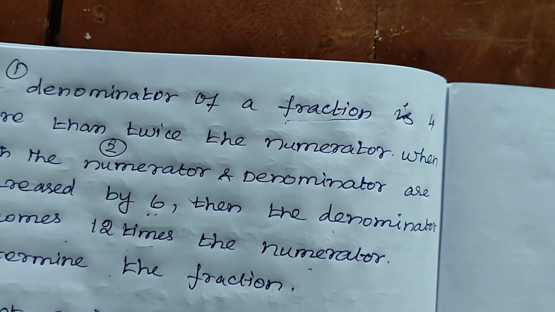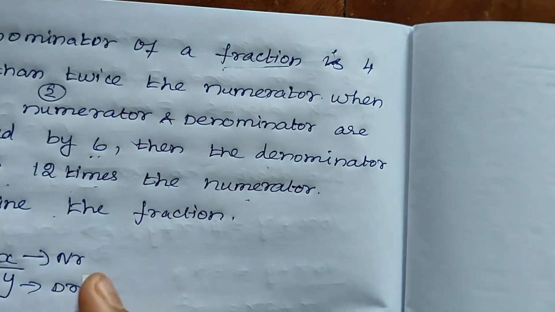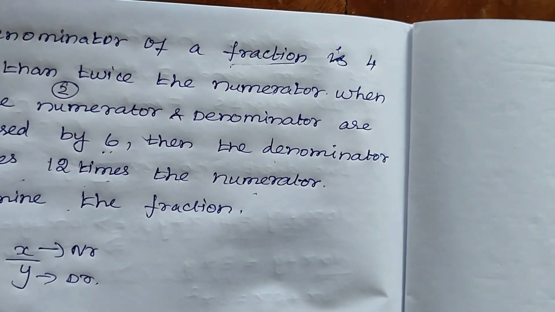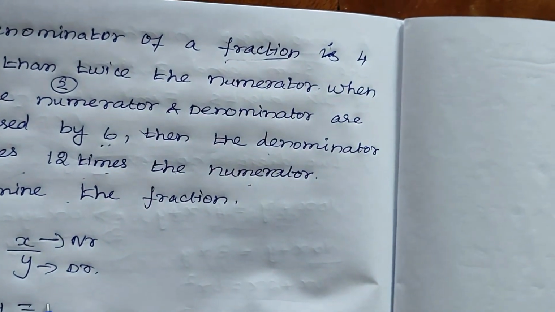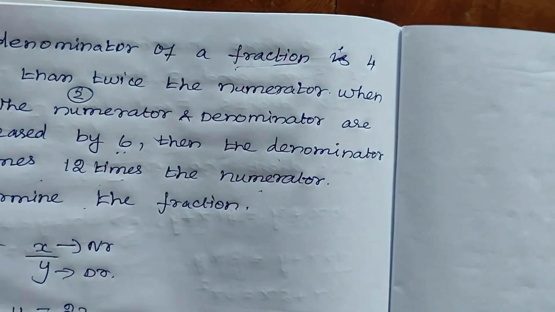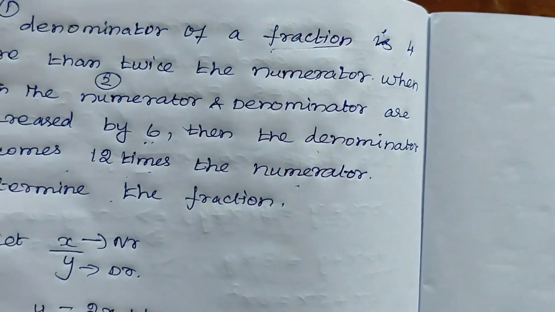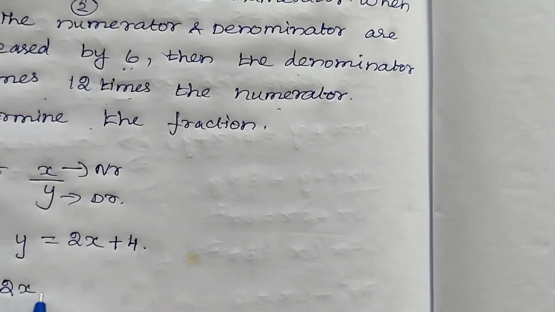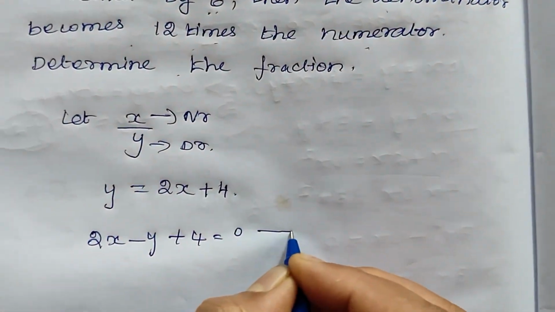So we go to the first condition. The denominator of a fraction. What is the denominator of a fraction? y. The denominator of a fraction is 4 more than twice the numerator. That is, y equals 4 more than twice the numerator: 2x, then plus 4. So y equals 2x plus 4. This is the first condition given. Therefore 2x minus y plus 4 equals 0. This is the first equation we got.